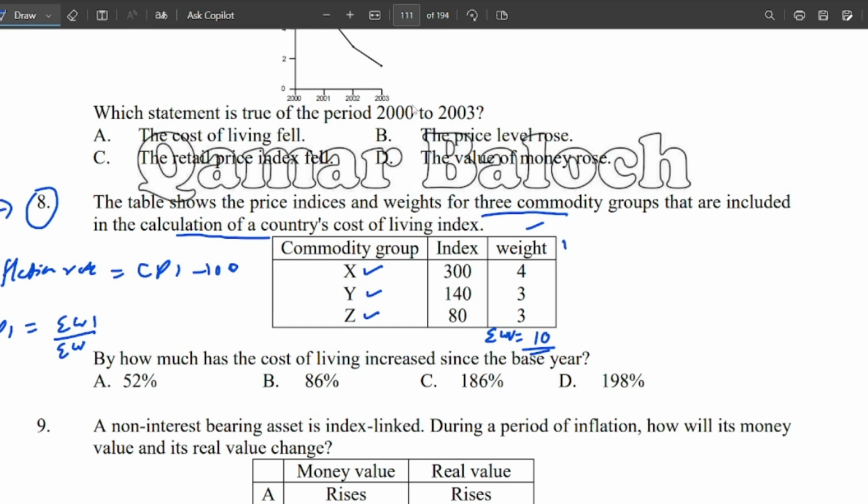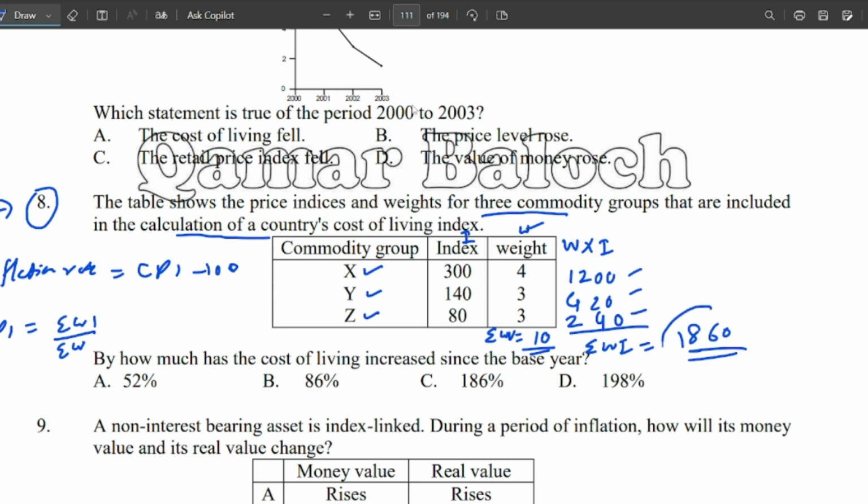Now we need weighted index, so what we will do is we will multiply weight and index. So this is index and this is weight, right? So 300 into 4 is equal to 1200, and 140 into 3 is 420, and 3 into 80 is 240. Okay, so if we add these values, then we will get sum of weighted index, and that will be equal to 1860. So you can add these values using calculator as well.